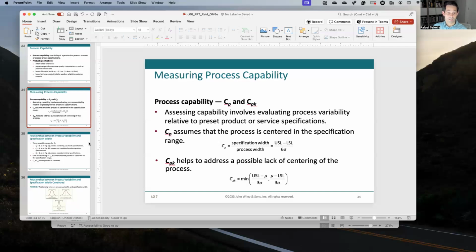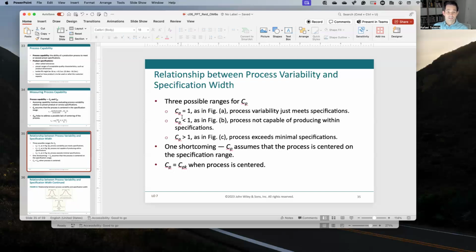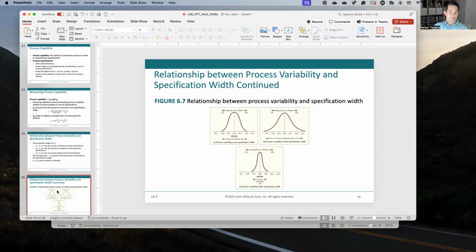This is CP. So there are three possibilities. CP equal to 1 means yes, the machines or processes are capable of meeting the specifications of the product. If CP is less than 1, the processes are not capable of producing within the specifications. And if CP is higher than 1, great, then the process produces with minimal variability.